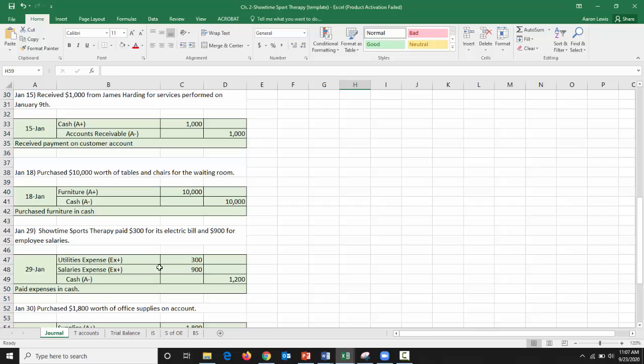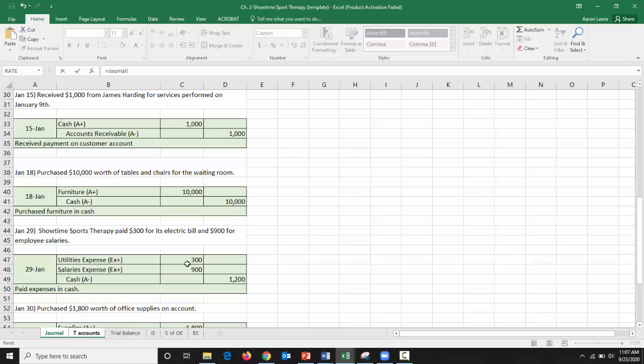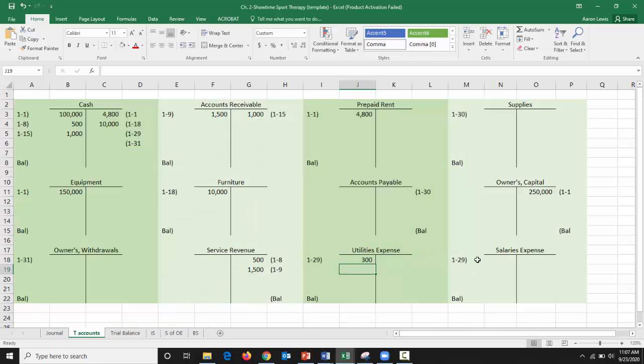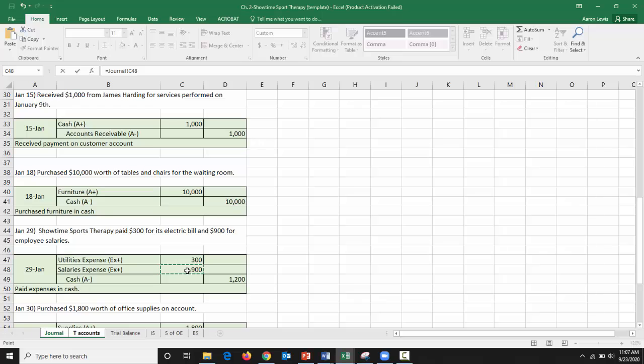We had a compound entry for our next one, where we had a debit to utilities expense for $300, a debit to salaries expense for $900, and a credit to cash for $1,200. We're going to bring those numbers over. So utilities expense on the 29th got debited for $300. Salaries expense got debited for $900 in that journal entry. So we're going to go grab that number, bring that on over.